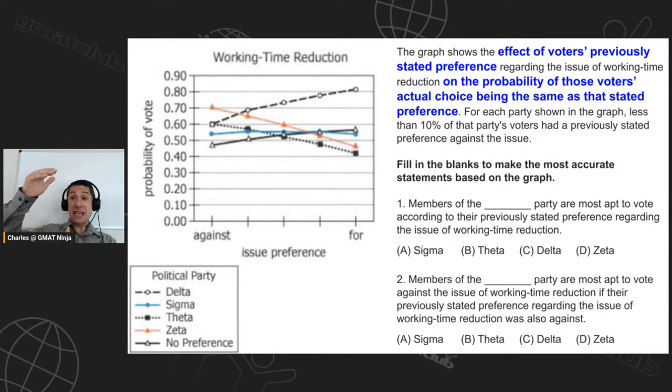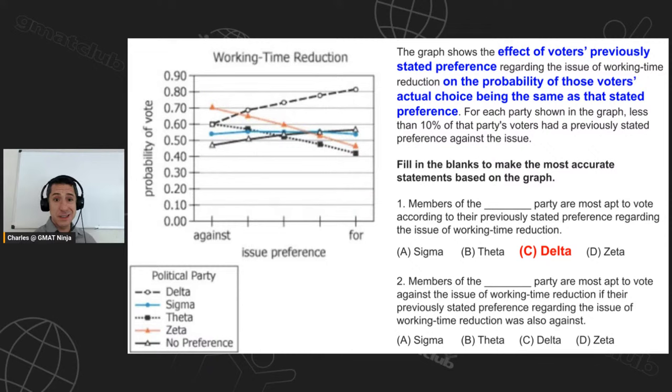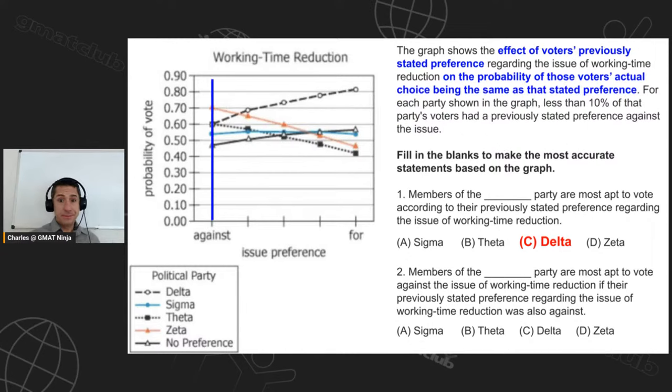This is totally unsatisfying. I don't feel like I've gotten anything interesting out of this at all, but yeah, it looks like the deltas are the highest, or they're the most likely highest probability, almost regardless of their issue preference. They have the highest probability of voting the same way as their stated preference. Okay, well, great. I guess that's the answer, it's delta. And that is the answer. And this is another feature of data insight. Sometimes the answers just don't feel satisfying, but there we go. It makes sense. So great.